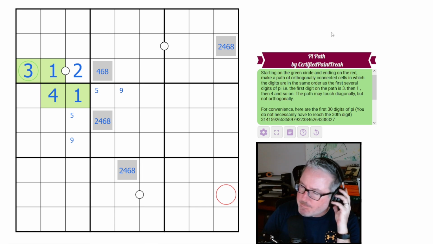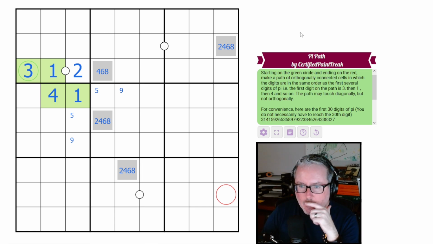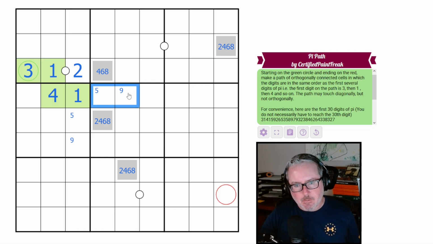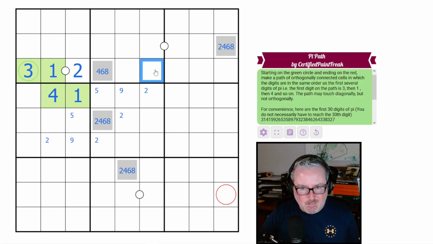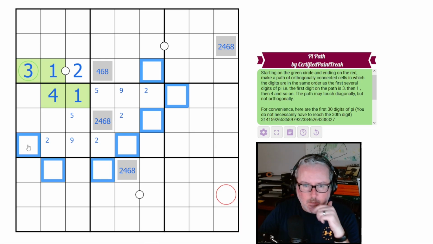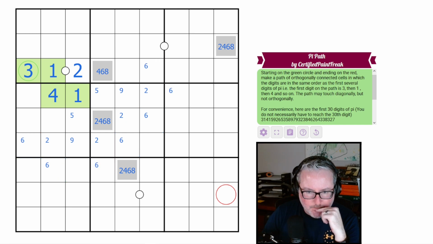The question is going to be, how far down the line are we going to have to go for some of these before we start to see a problem? Boom, boom, boom, boom. Those are the locations where the next 2 could go. After that, it goes to a 6. That's a bunch of places. But then after the 6, it has to come back to a 5.